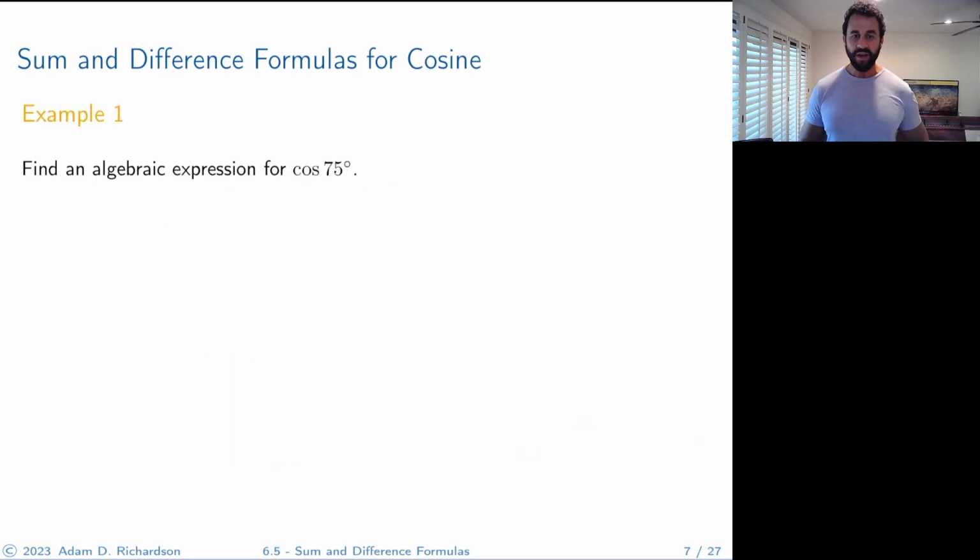So here's an example. Find an algebraic expression for cosine of 75 degrees. Now, 75 degrees isn't one of the standard angles, so it's not a value that we can just see outright. It's not like root 3 over 2 or root 2 over 2. It's some other value. But if we can rewrite the number 75 in terms of other standard angles, like a sum or a difference of standard angles, then we can use that angle sum or difference formula to compute cosine of 75, or at least convert it to an algebraic expression.